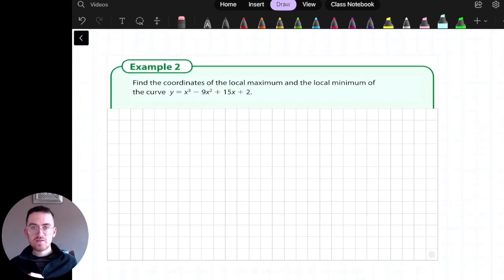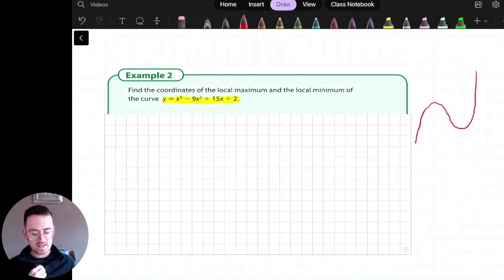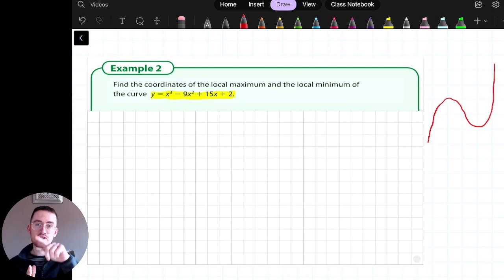The next question here follows the same idea, but this time we don't have a graph, so we don't have any choice in how we find it. And we're asked to find the local maximum and the local minimum of the curve. If we take a second to look at this, the curve has an x cubed, and we should know that an x cubed gives us a cubic graph, which looks something like what we have here on the right hand side. It goes up, it goes down, and it comes back up. And with a cubic graph, there's a point here and a point here that we would consider to be a local maximum and a local minimum.